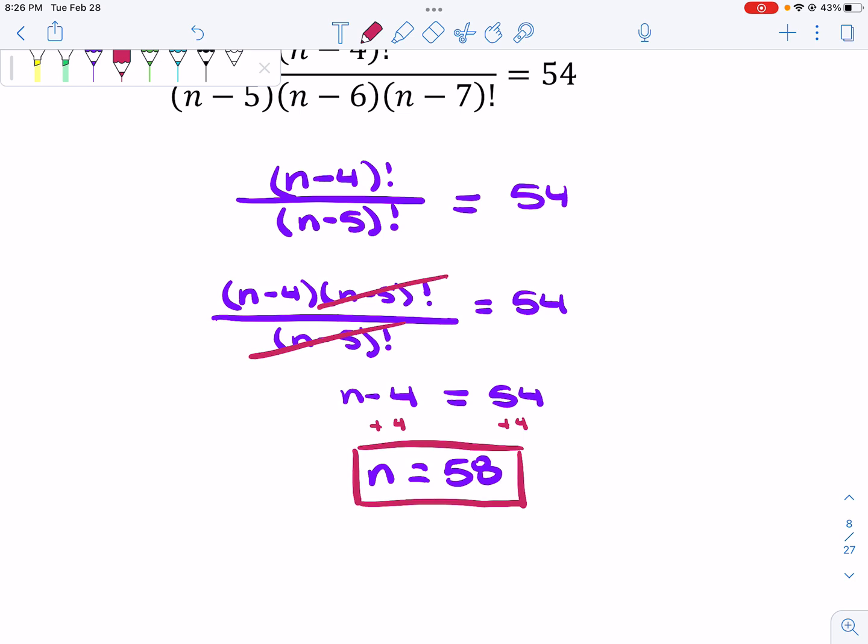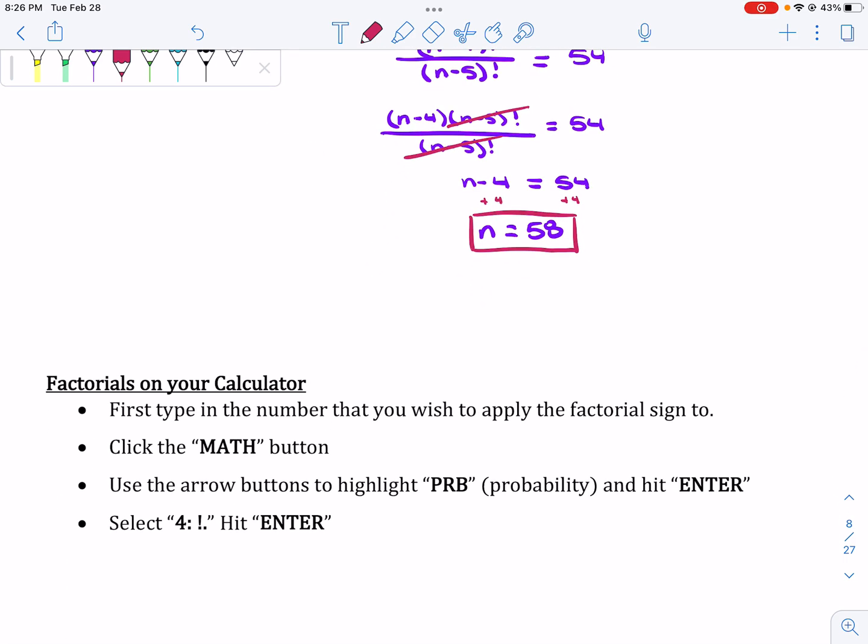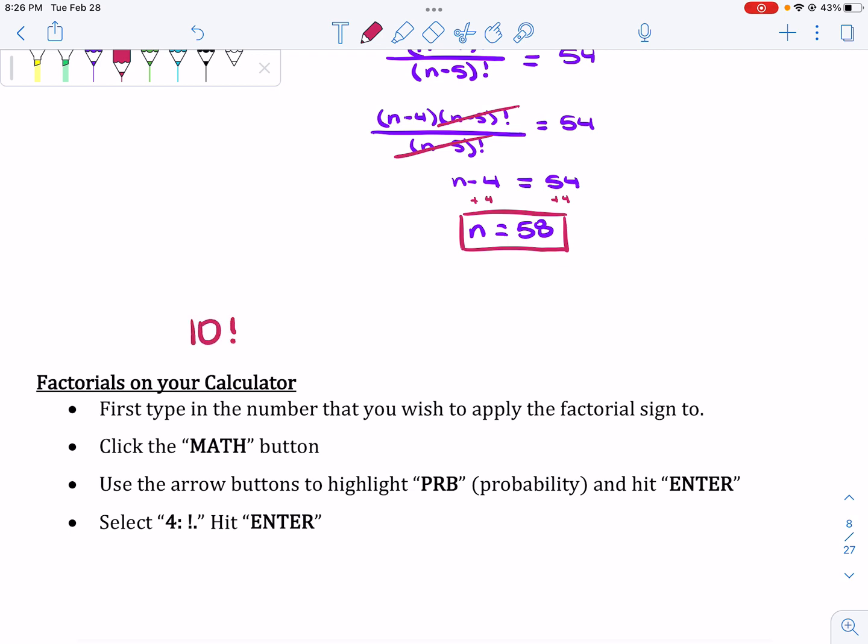Okay, we are going to now talk about how to input factorials on your calculator. Because if I had a number, and let's just say, for example, 10 factorial. 10 factorial we know is 10 times 9 times 8 times 7 times 6 times 5 times 4 times 3 times 2 times 1. And we are totally welcome to plug that into our calculator as 10 times 9 times 8 times 7 times 6 times 5 times 4 times 3 times 2 times 1.